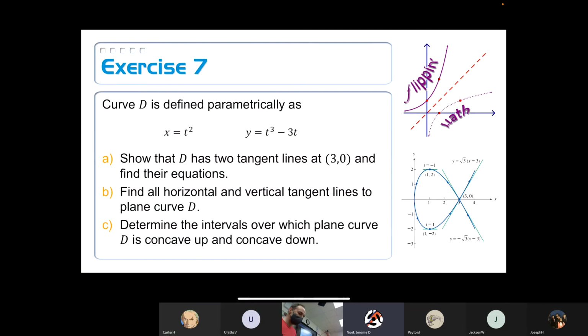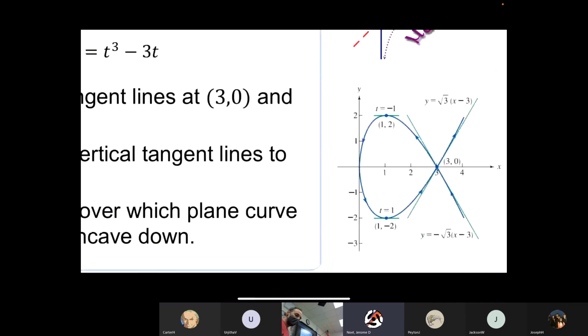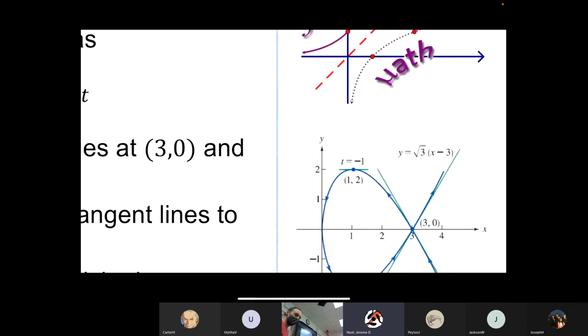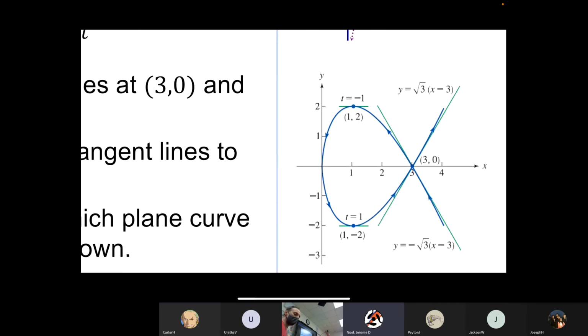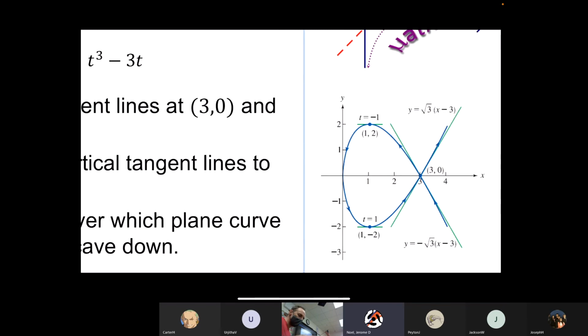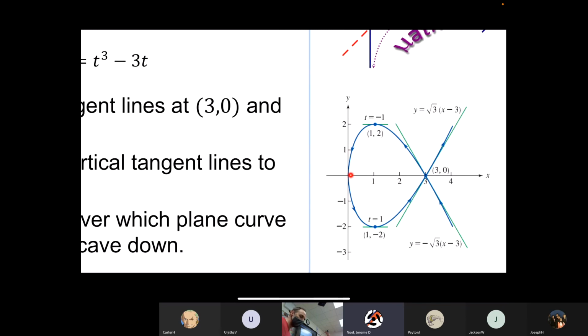So here's the graph for that. Notice that right there at (3, 0), there's where two different tangent lines cross each other. So the plane curve actually crosses itself. Weird. And then there's also your two horizontal tangent lines. And did we have a vertical tangent line? At 0, which is not marked, but right over there.